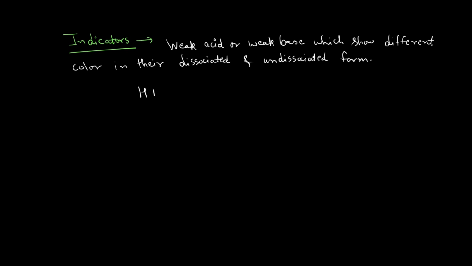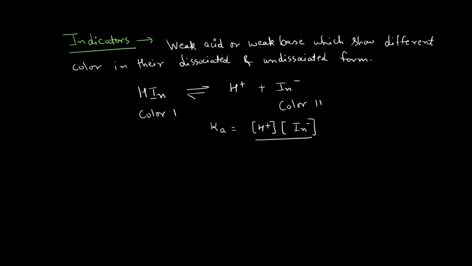Let us see that if HIN is our indicator, this is a weak acid, it will dissociate into H plus concentration and IN negative concentration, IN negative ion. So HIN shows color 1 while IN negative shows color 2. If I write the equilibrium constant for this acid, this will be concentration of H plus ion multiplied by concentration of IN negative, divided by the concentration of HIN. So this is the equilibrium constant for this acid.